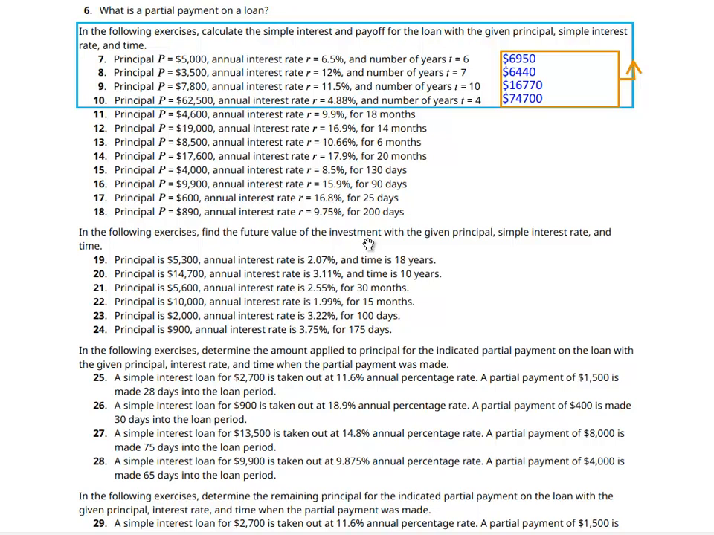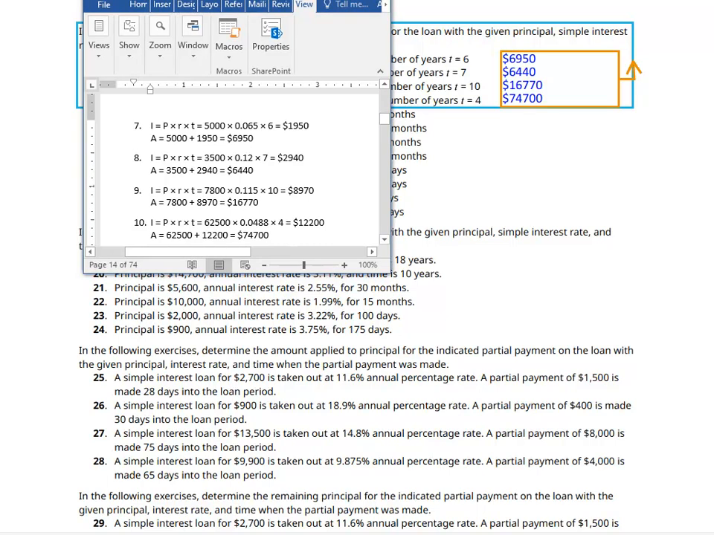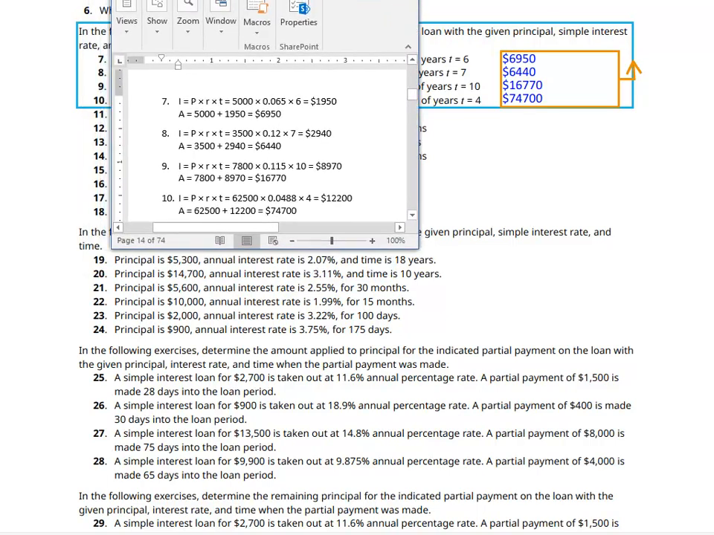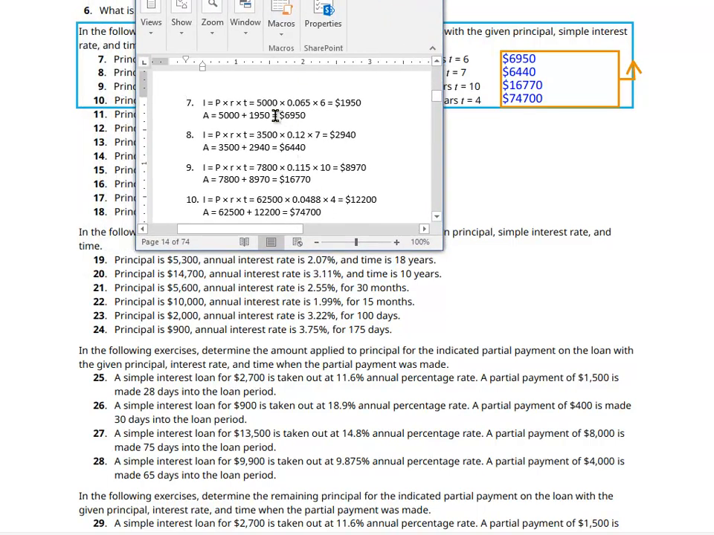Alright, so here are some exercises from the book for simple interest. I'm going to do these four that are highlighted here. I already wrote down the correct answers, which I found right here in the solution manual, which I have.